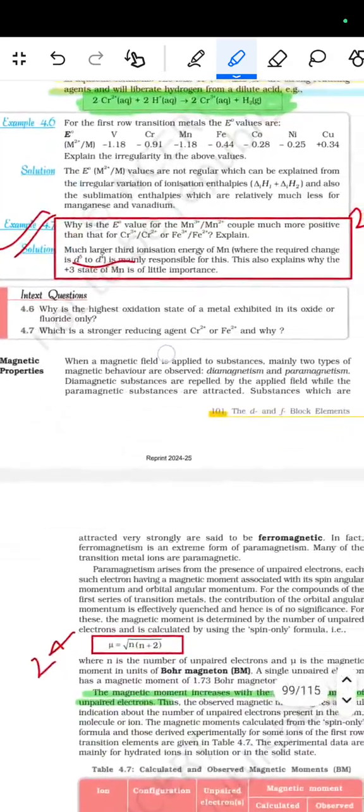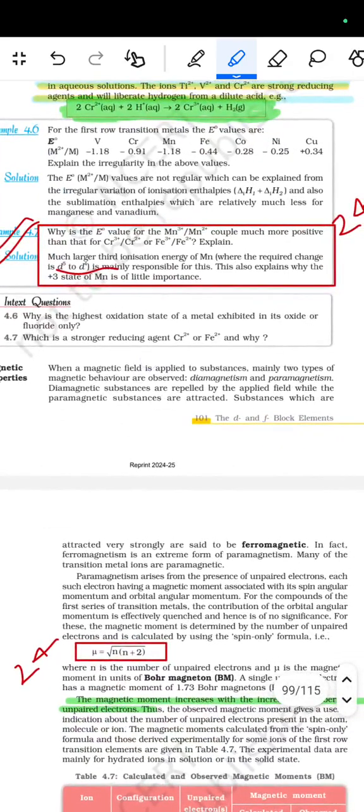इसके बाद फिर आता है कि for the first series of transition metals the electrode values are दिए हुए इस प्रकार से. Explain the irregularity in the above values. जैसे वनेडियम का -1.18, ठीक है, वनेडियम का -1.18 है, क्रोमियम का -0.91, मैग्नीज का -1.18, Fe का -0.44, कोबाल्ट का -0.28, निकल का -0.25 और कॉपर का +0.34.